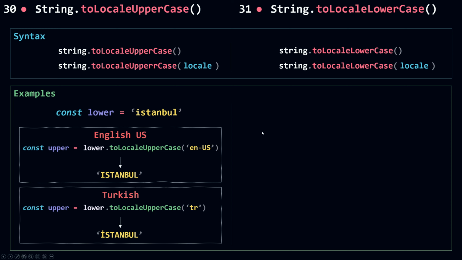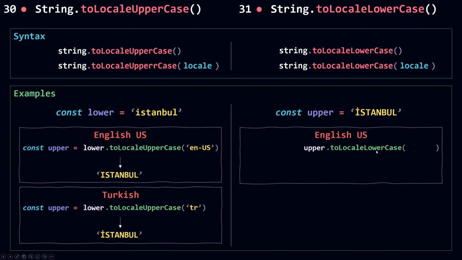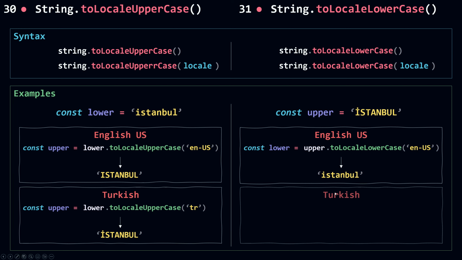And now let's go and see some examples with the toLocaleLowerCase. So I have here Istanbul uppercase. Again, I have this I with the dot at the top. Now, if I use toLocaleLowerCase with English US as the locale, now I'm gonna get Istanbul here. Although this I here has this dot at the top, I got the expected result. And then if I use Turkish as the locale here, I'm gonna get Istanbul lowercase as expected also. And that's it for the toLocaleUpperCase and the toLocaleLowerCase.